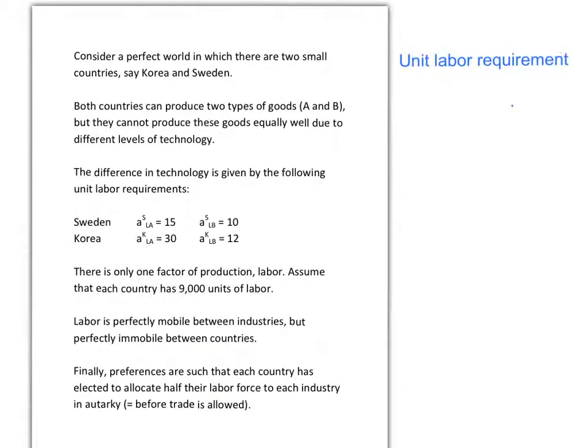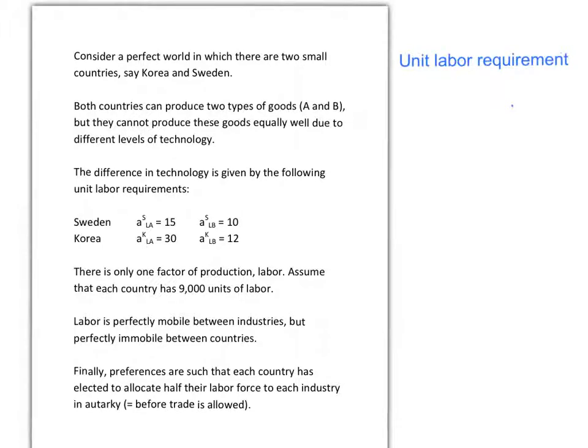This is going to be the problem that we are looking at today. So we consider a perfect world in which there are only two small countries. We'll call those Korea and Sweden. Both countries can produce two types of goods, good A and good B, but they cannot produce these goods equally well due to different levels of technology. The difference in technology is given by the following unit labor requirements.